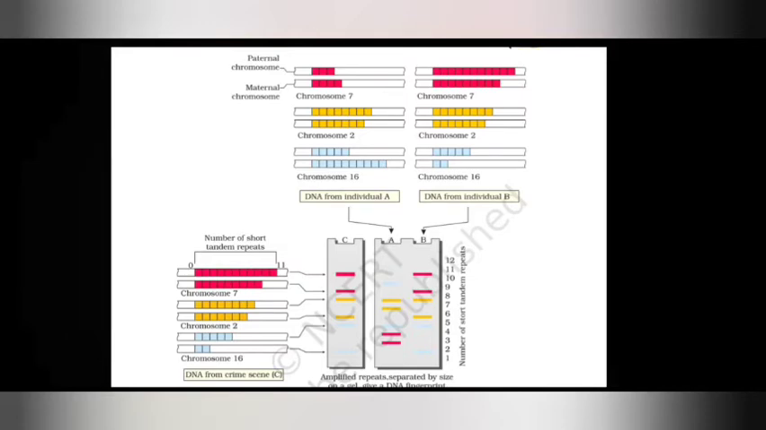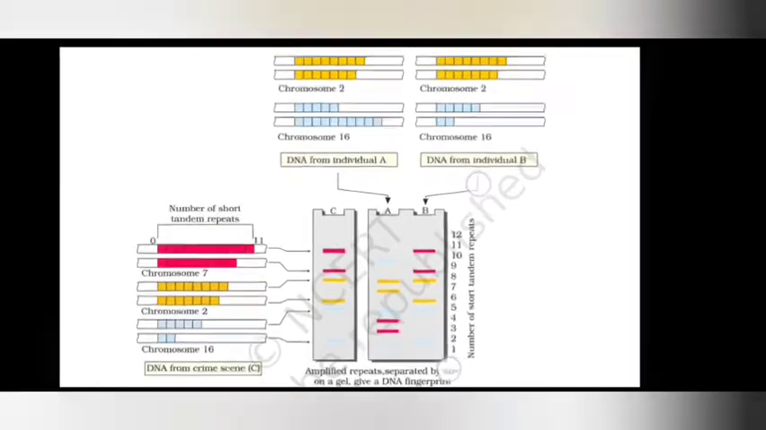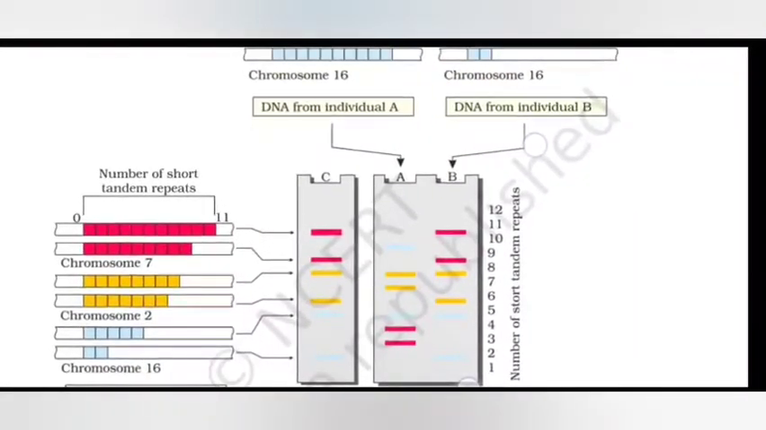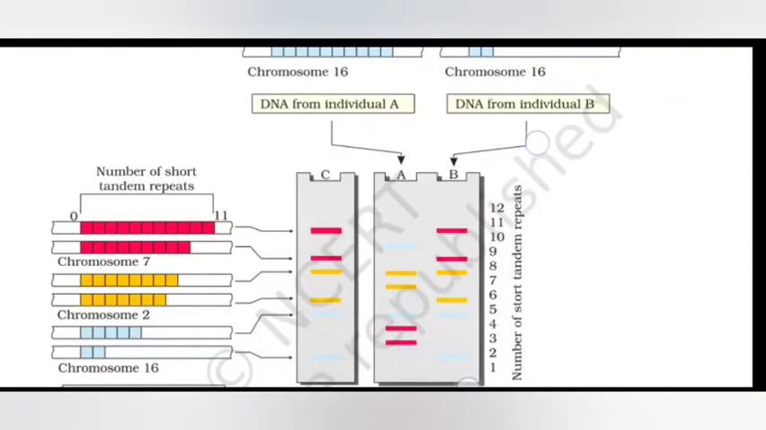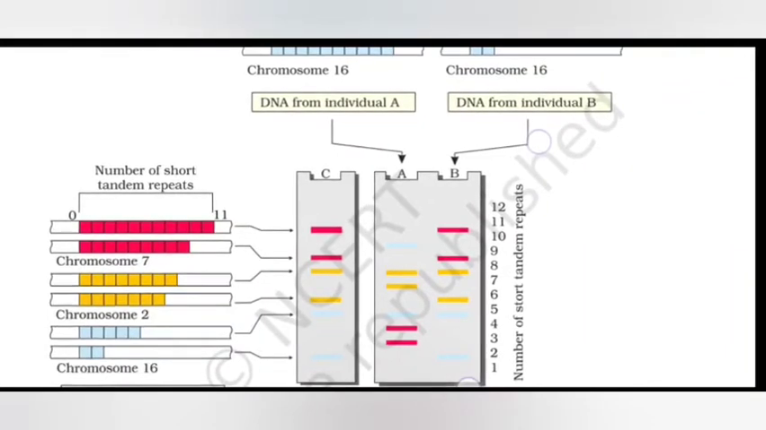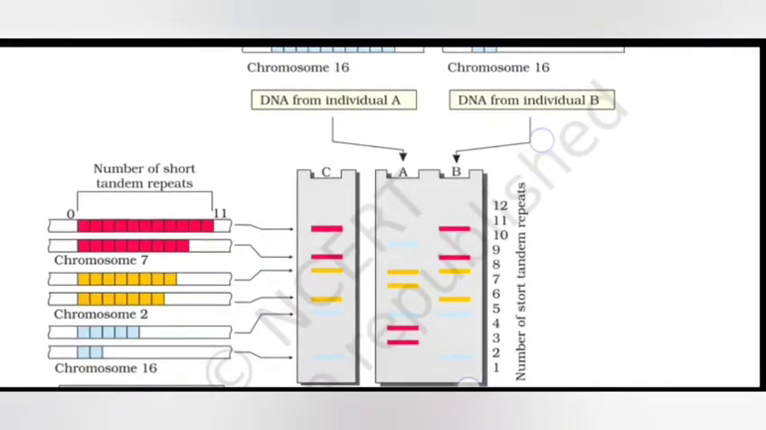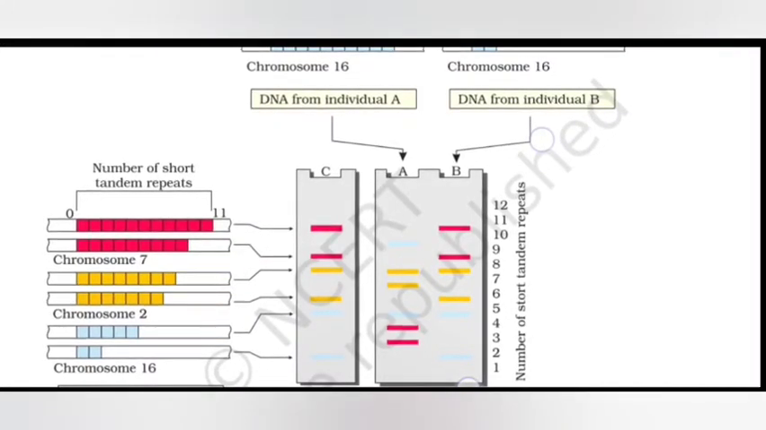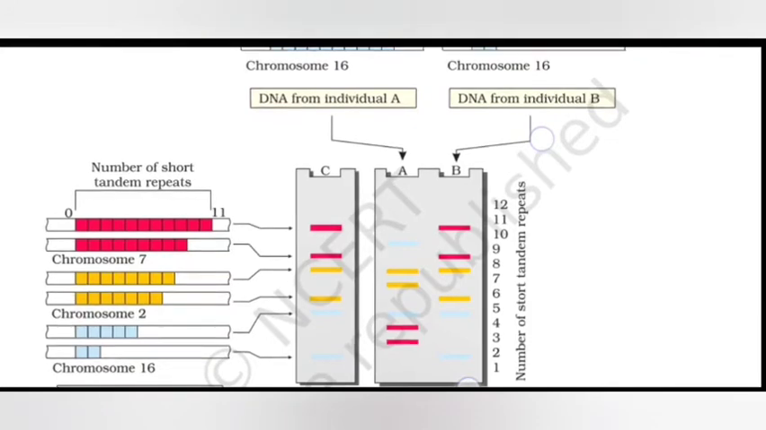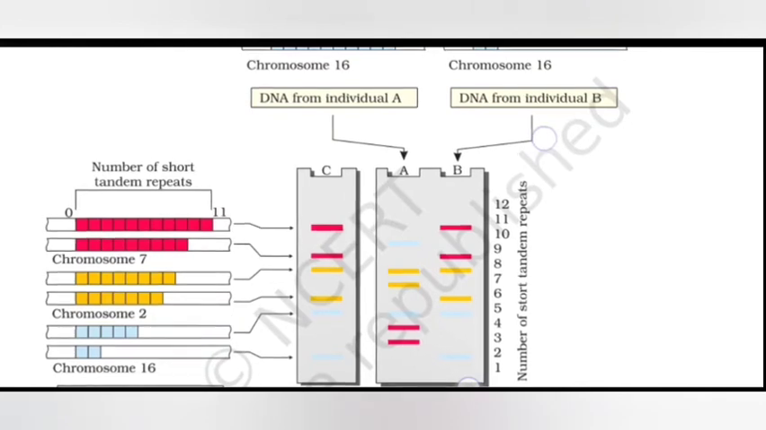So this DNA fingerprinting is very commonly used these days in forensic science in identifying the criminal. Also, it is used for identifying the paternity and maternity test. Also, this is used in evolutionary studies to study the pattern of evolution in different races of human beings. So this DNA fingerprinting is a very important aspect.